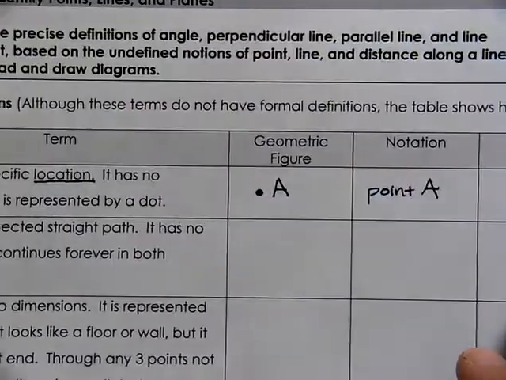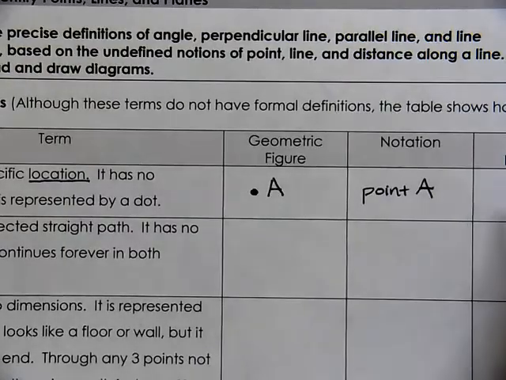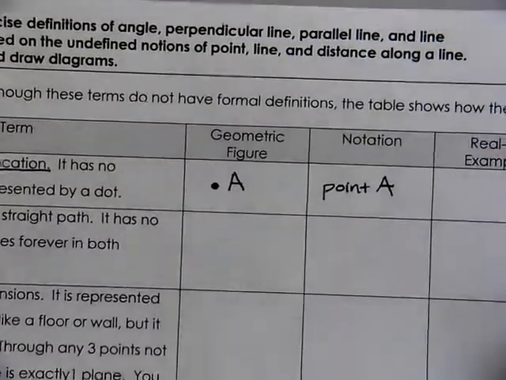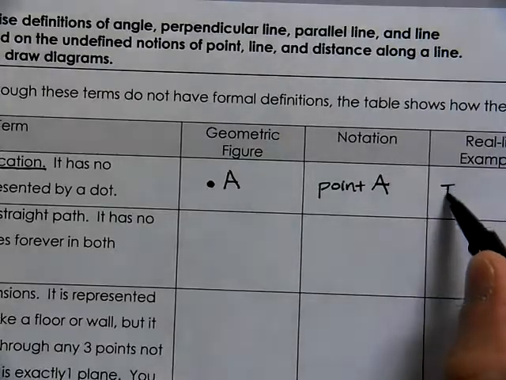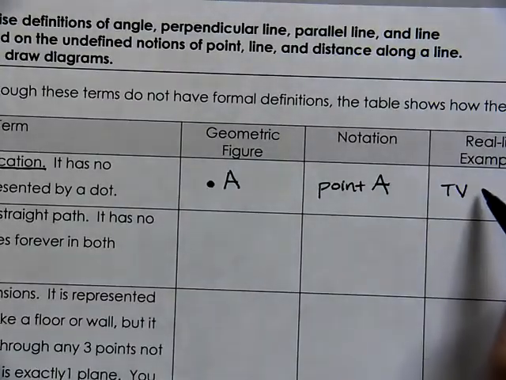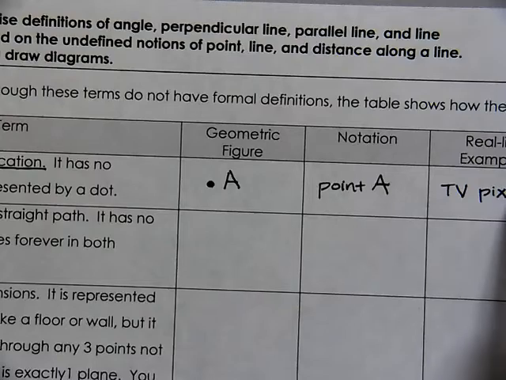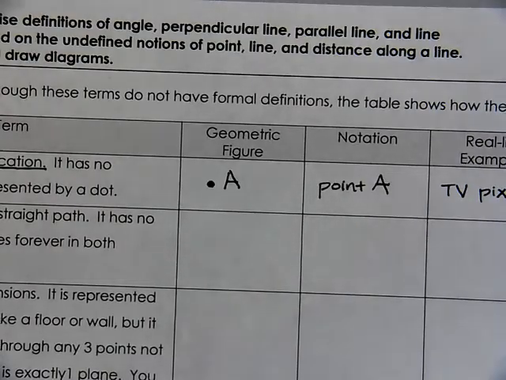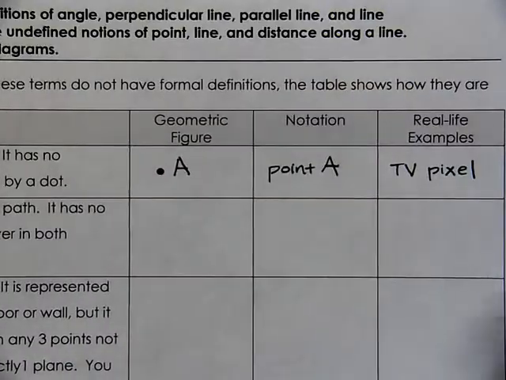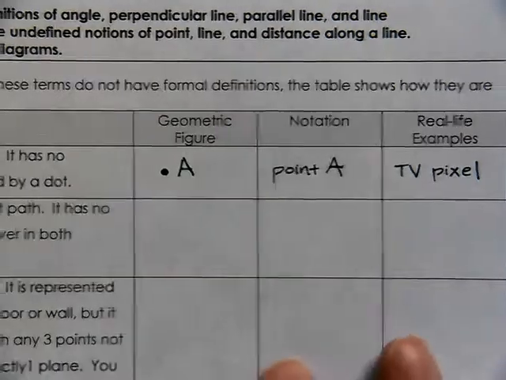So think of something really, really small that has no dimension. Well, how about something really small like a TV pixel? Yeah, you might be able to measure that too, but I'm trying to think of something so small that you really can't see it with your own eye. So a TV pixel is what I'm using here as an example.